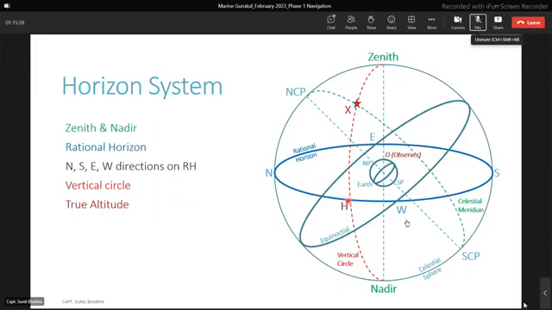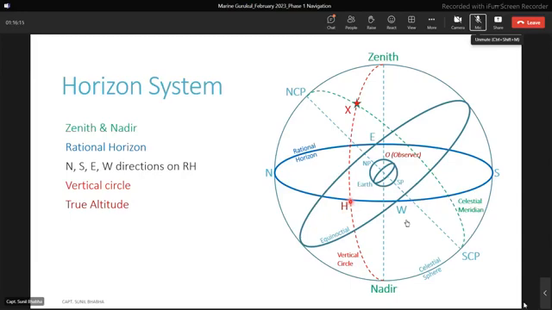So let us see the true altitude in this particular diagram now. You see this red dotted line represents the vertical circle passing through the body. This vertical circle is also crossing the rational horizon at this particular point. Let's call this point H. You can see this H point shown in the diagram. This is the point where the vertical circle crosses the rational horizon.